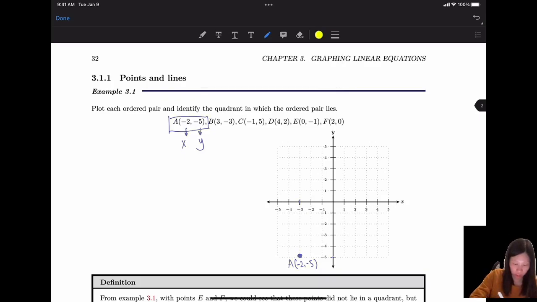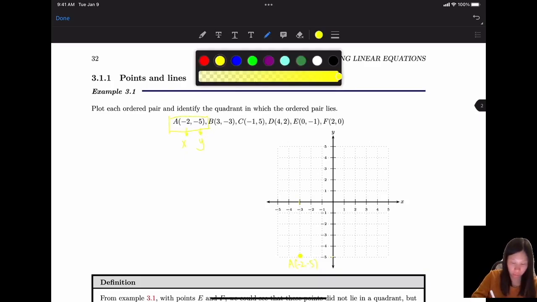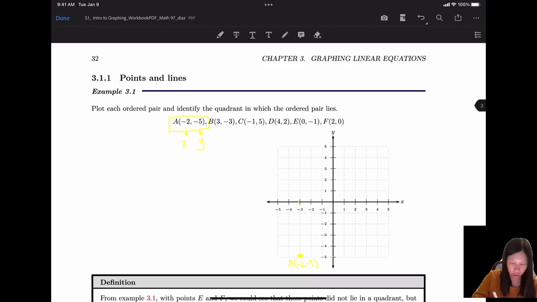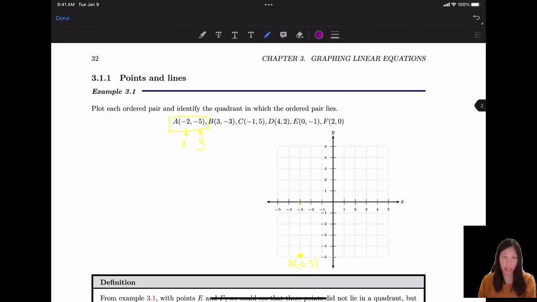I'm going to use a different color of pens. So the second ordered pair is B, 3 and -3. When x equals 3 and y equals -3, the point would be here. This is point B.